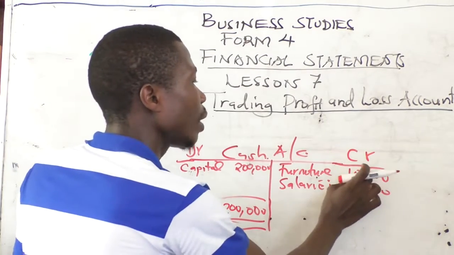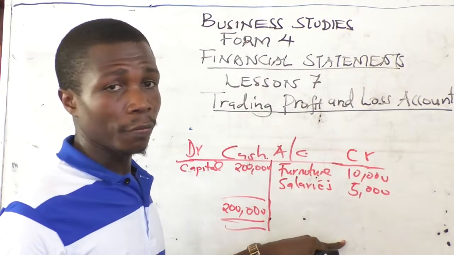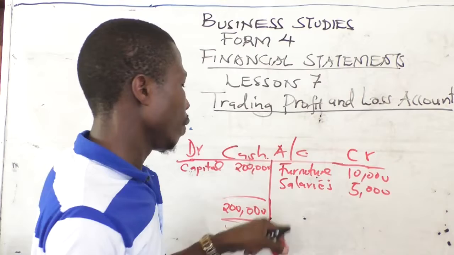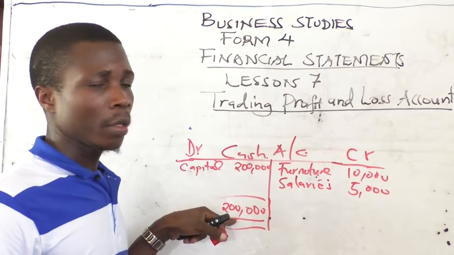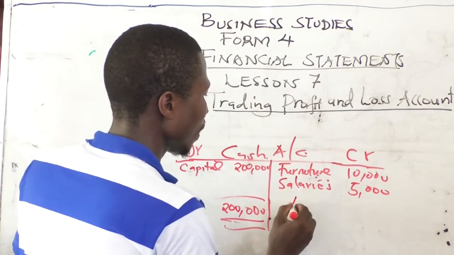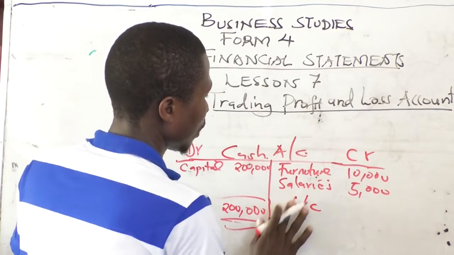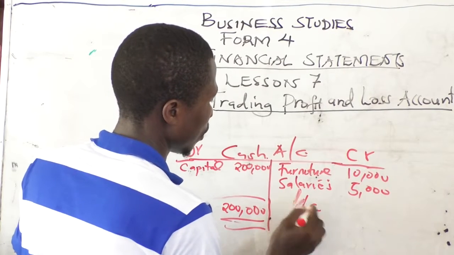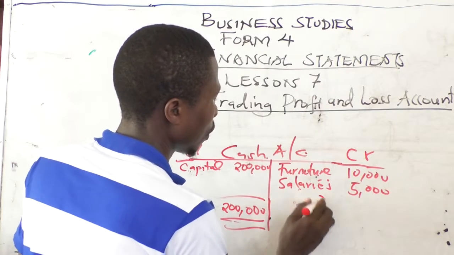Then here we're going to add 10,000 plus 5,000, that is 15,000. If you subtract 15,000 from here, it's going to be 85,000. So the balance, or we say balance carried down.